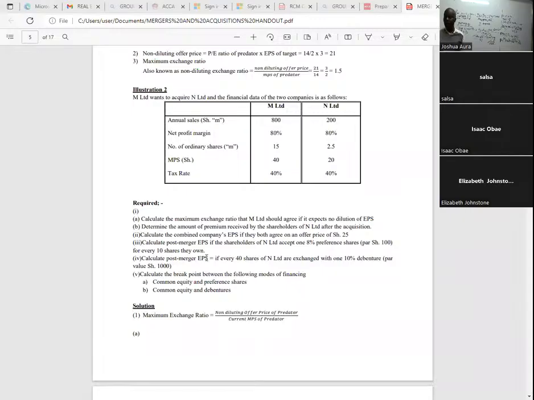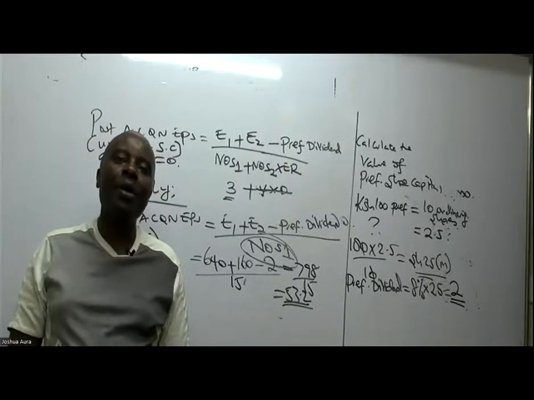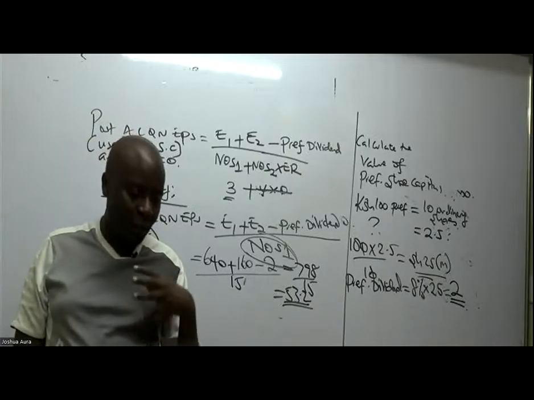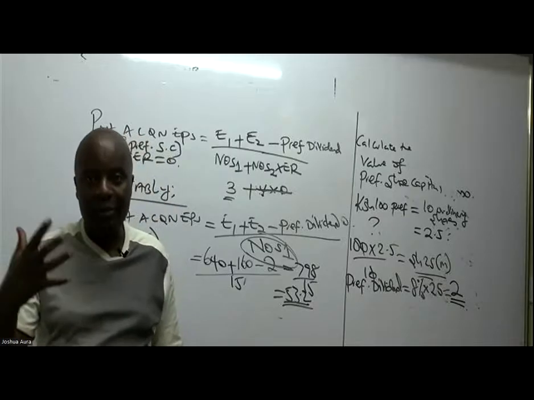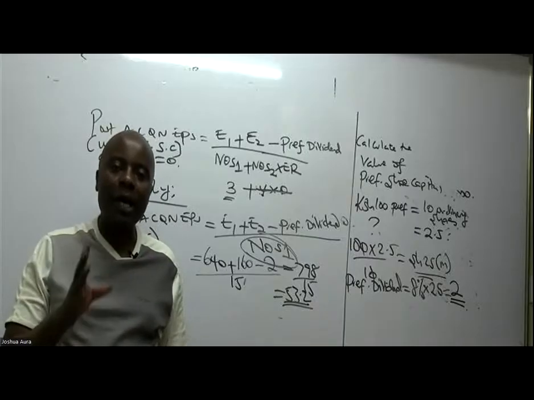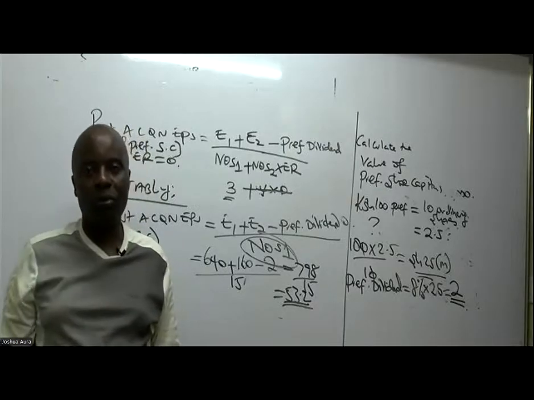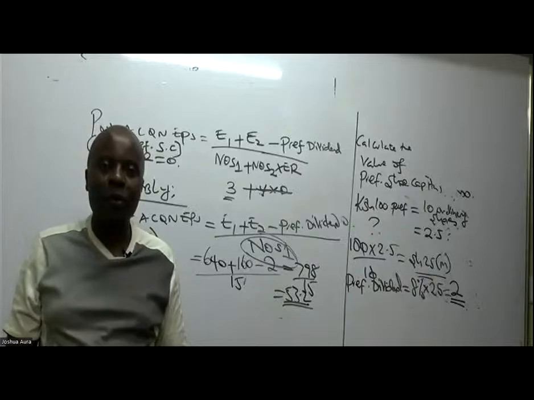If every 40 shares of N Limited are exchanged with 10% debenture, whose par value is 1,000. Debenture is debt. Ladies and gentlemen, once I read this kind of question, I know for sure I will get all the marks here. Why? Because debenture is being involved, and when debenture is being involved, I know for sure that the exchange ratio will be 0. At least that is a low-hanging fruit, which I should be able to harvest.